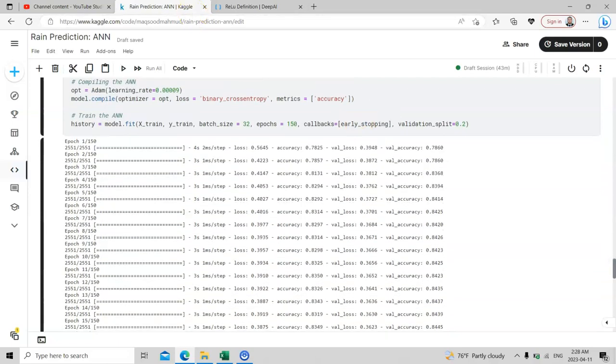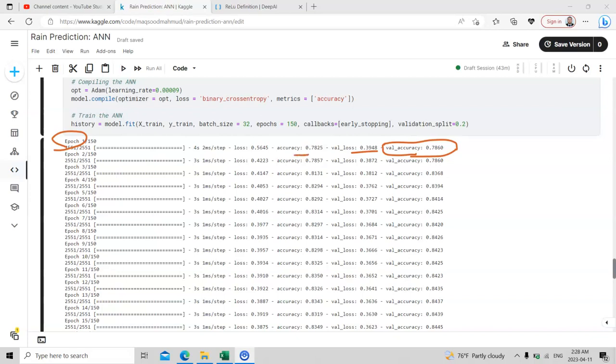The epochs I talked about in the lecture in part one. Epochs means the iterations, like the first iteration. So it has 150 epochs, starting from 1, 2, 3, 4, 5. And every epoch it is telling you about the accuracy. Initially our accuracy was 78%. So validation accuracy was 78%, and the loss was 0.39.